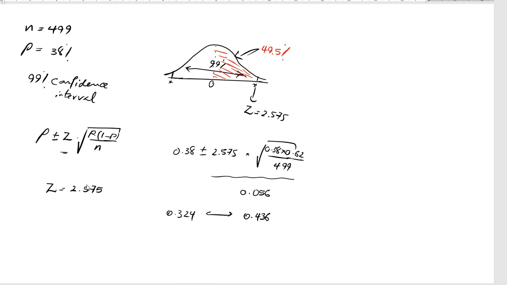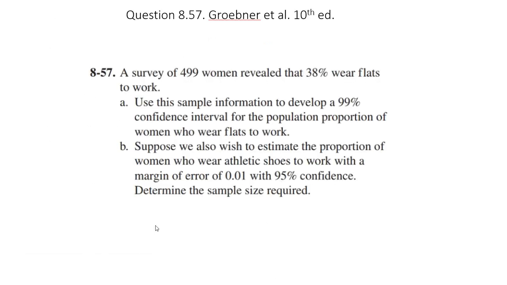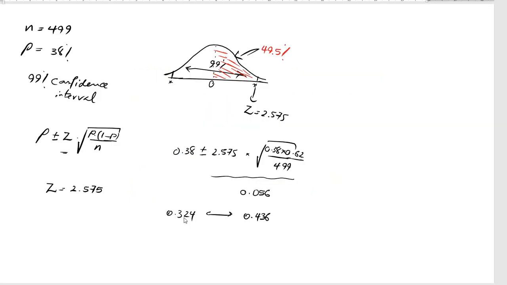So now we can say that you would be 99% confident that the true population proportion, look at that, population proportion, true population proportion of women who wear flats at work is between 0.324 and 0.436. Okay, that's part A of the question.